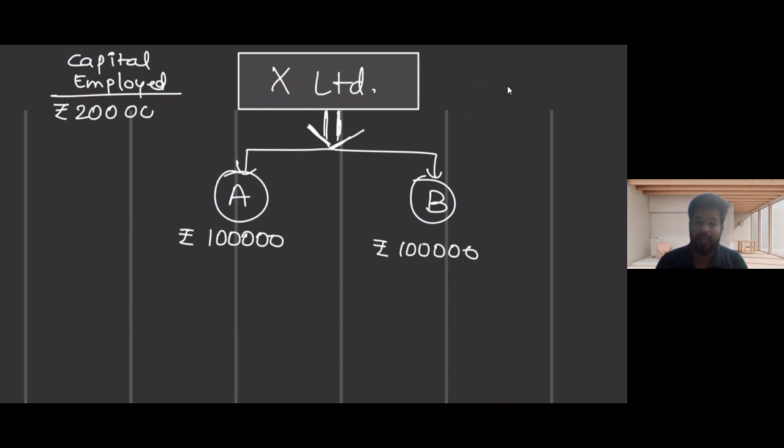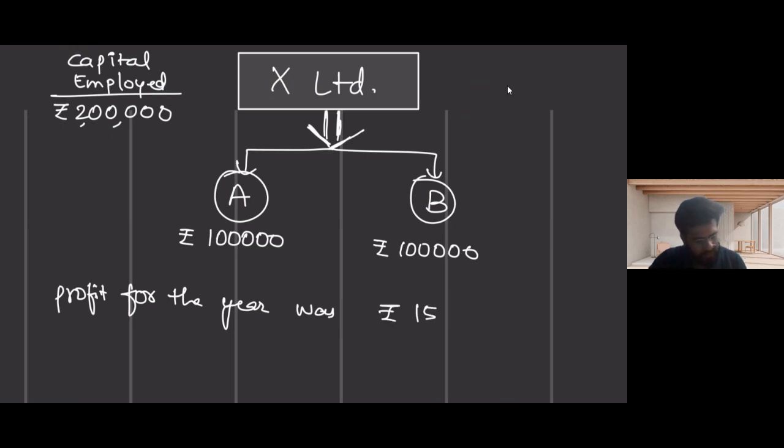So if this 2 lakh has been invested in this company, out of this 2 lakh, how much return has the company given? Let's say profit for the year was rupees 15,000. Profit for the year was, let's take it simpler, let's take 20,000. So the calculation would be easy.